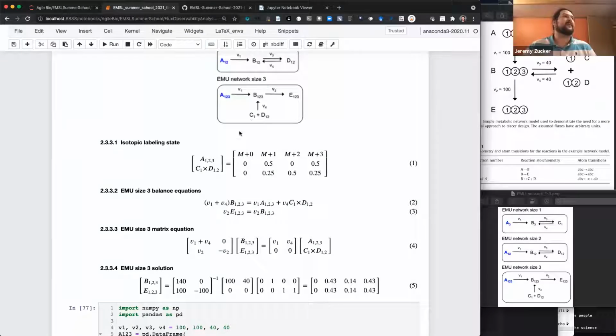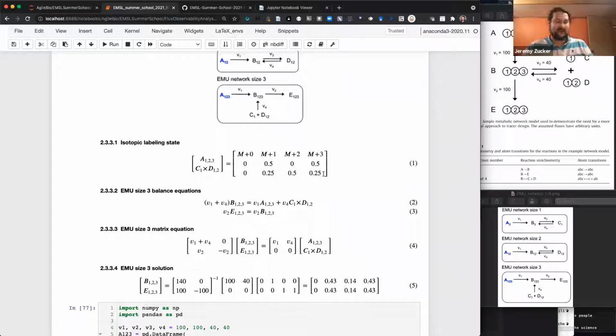And when we take this, our isotopic labeling state, now we have 2 isotopic labeling states, right? So you have A123, which was given to us. We have C1, which was calculated from the size 1 EMU network. And we have D12, which was calculated from the size 2 EMU network. And what we do is we take each of their MIDs, we convolve them together, and that is what this value is right here.